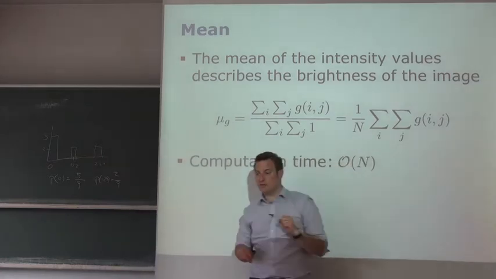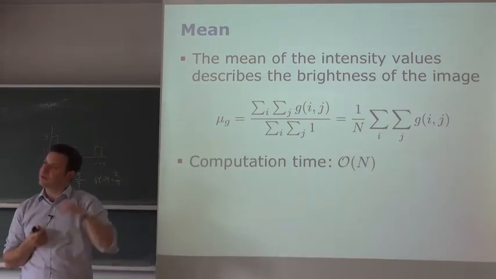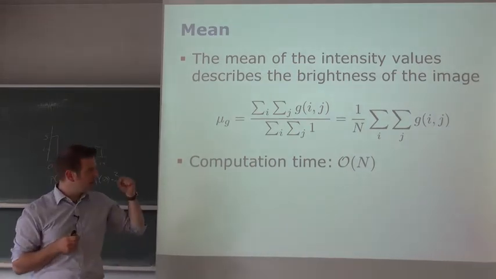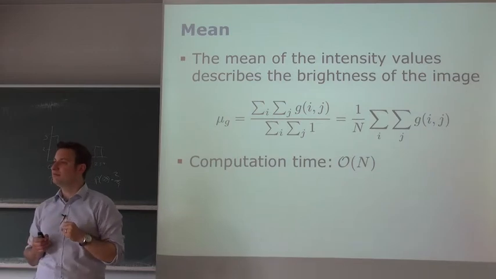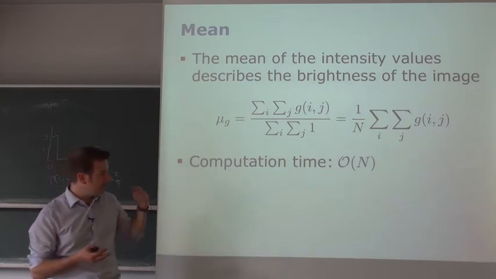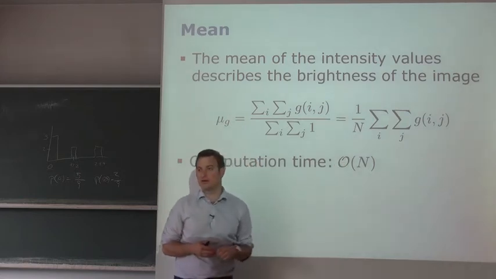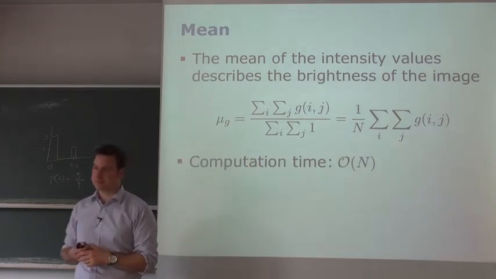And again, this is a computation time which is linear in the number of pixels. So I need to visit every pixel once. I need to sum up that value. And so I need to do n operations, or a constant number times n operations in order to do this computation.